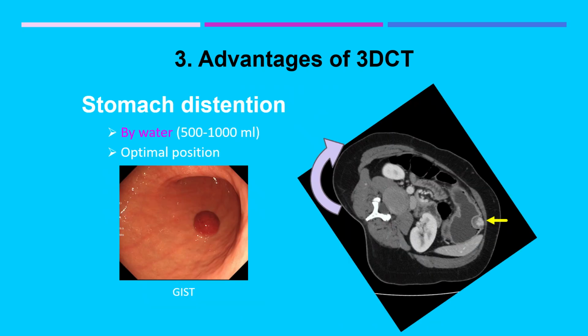Another method we sometimes use to distend the stomach is by having the patient ingest 500 to 1000 milliliters of water. The optimal patient positioning depends on the location of the tumor for better visualization.